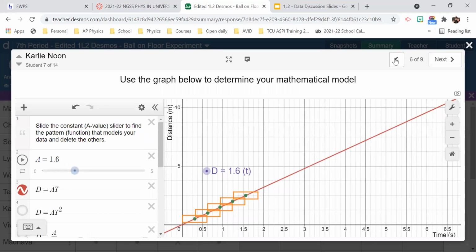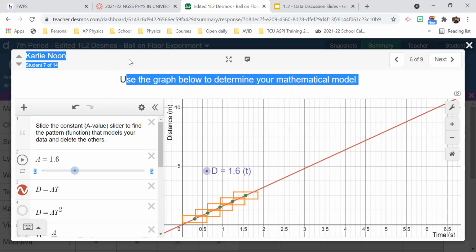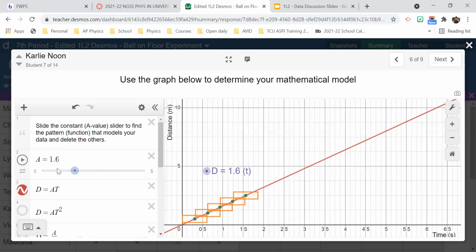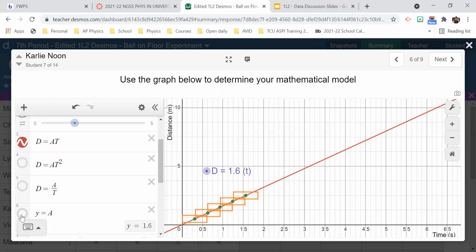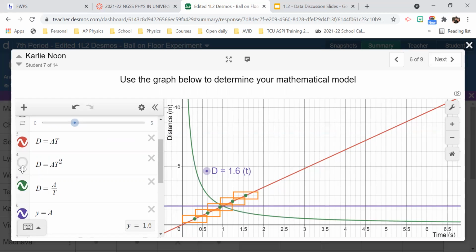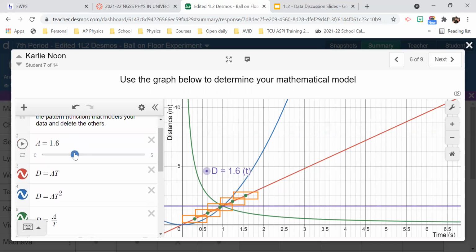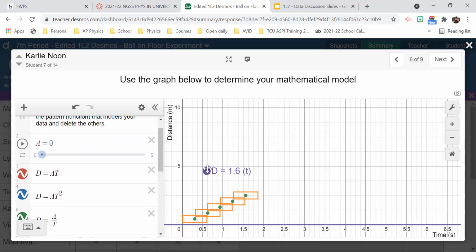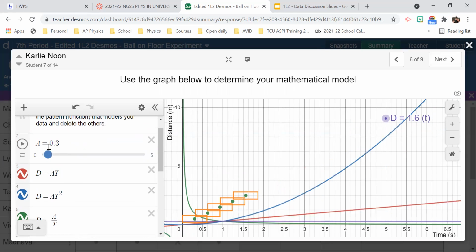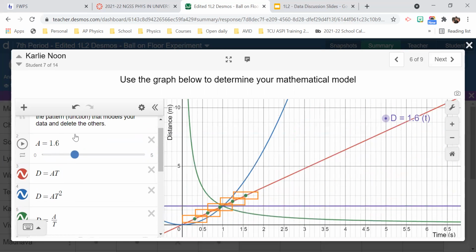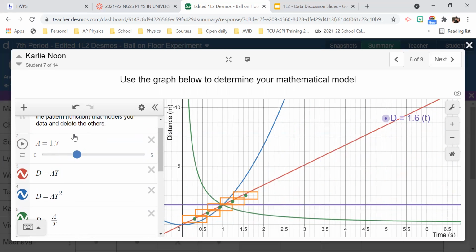Let's see if I can give you any other tips and tricks. I think the only other thing that you really need to know, and it came up on the pre-quiz, is that when you use this A slider bar, I'm going to turn on these other graphs for these other best fit lines. So when you are using this A slider bar, your job is to find the line that goes through most all of those data points. That's your job. Doesn't matter what color it is, but your job is to find the line that goes through a majority of those points.